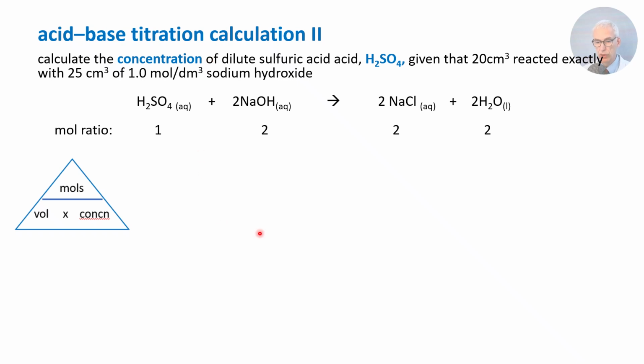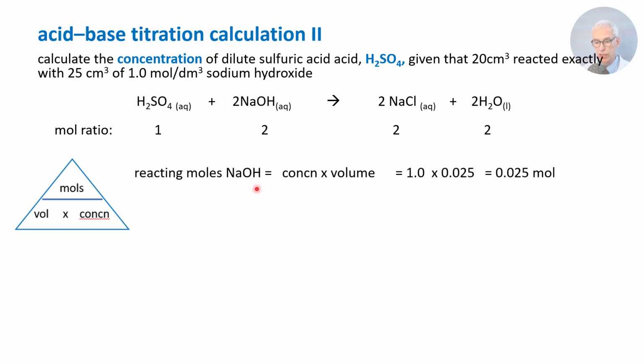Okay, so first of all, what are the moles of sodium hydroxide? Well, moles is volume times concentration. Comes out 0.025. But what are the reacting moles of sulfuric acid? It's not the same number. We've got 2 of sodium hydroxide to 1 sulfuric acid. Sulfuric acid is half the amount of sodium hydroxide. So the numbers of moles of sodium hydroxide times 1/2 is the moles of sulfuric acid, 0.0125 moles.